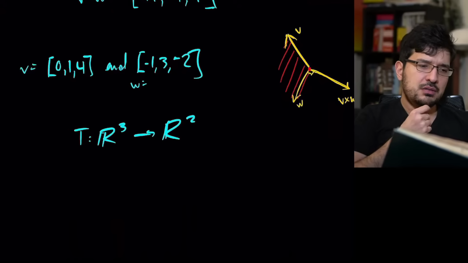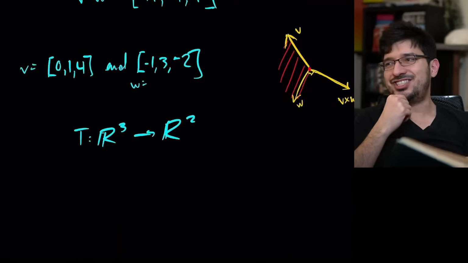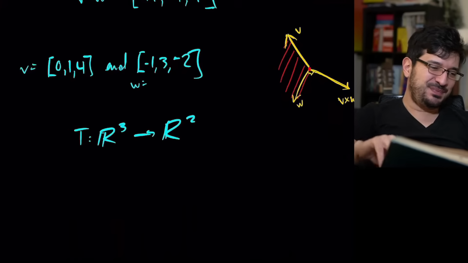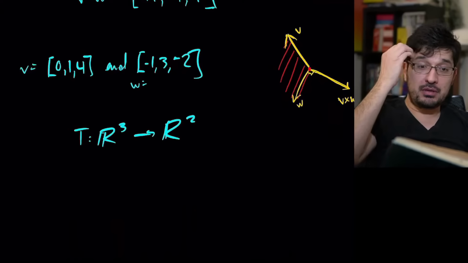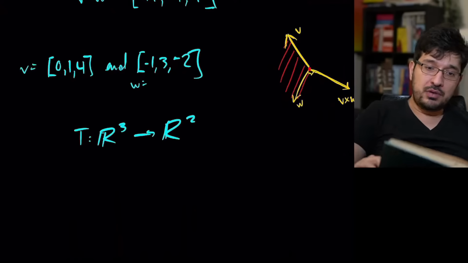If the vectors a1 through an are dependent, the set described is a degenerate n-box. Degenerate. Okay, that makes sense. Yeah, the boxes.